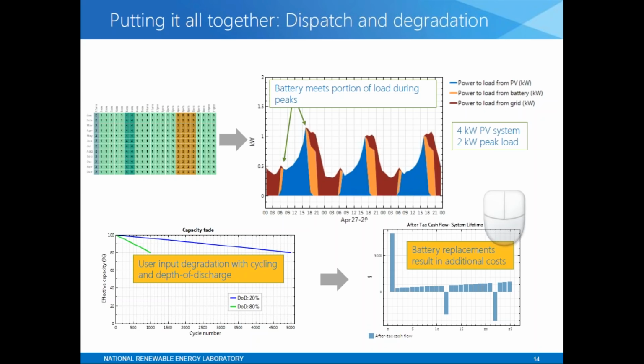And then in the lower right, you can see where SAM decided to replace the battery. Shows up in the cash flow chart there in year, I think, 12 and year 22. You have replaced the battery, and that's that big negative cost out there in the future.